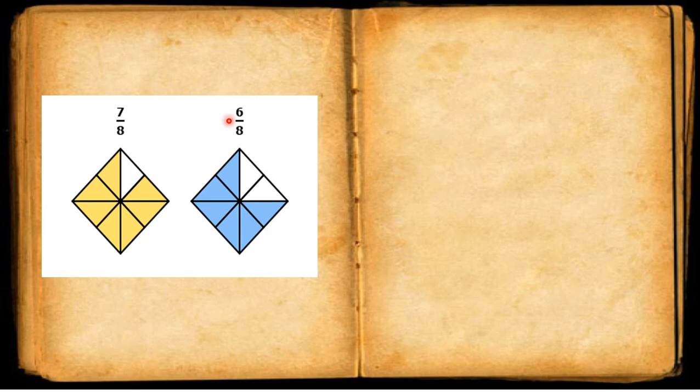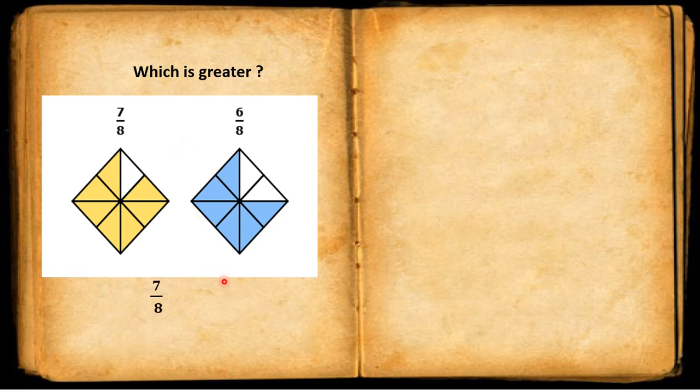Now tell me, which figure is more shaded? Correct. The figure which is shaded with the yellow color. Your answer is correct. The figure shaded with yellow color is more shaded. So here, by observing, we can easily find out which fraction is greater. Now we will solve this and give the answer as to which fraction is greater.